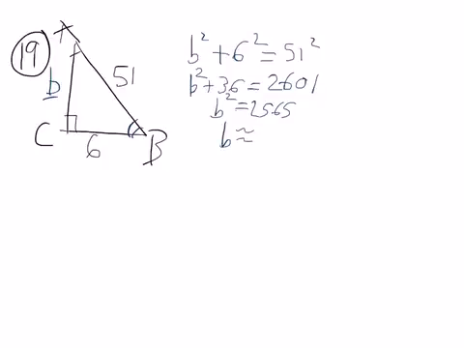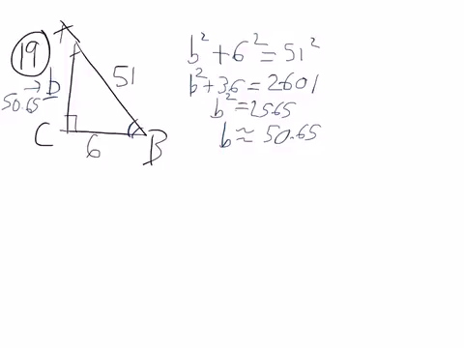B is about 50.65. It said round to 2 decimal places, so I will do that. 50.65. So I know what B is. So let me think about the other pieces.